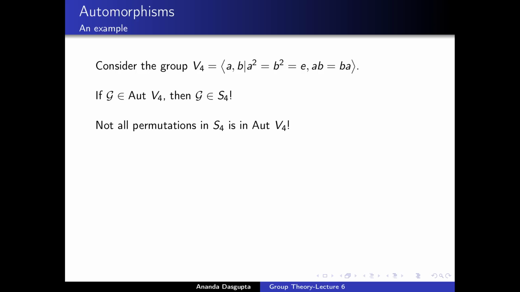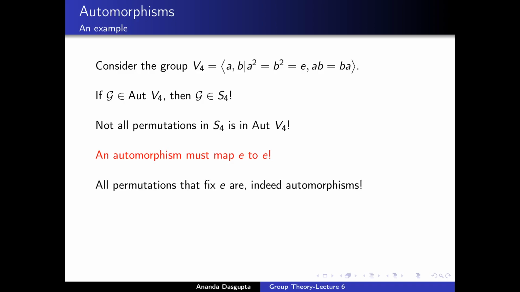Why not? Well, it's very easy to see that an automorphism must map the identity to the identity. All permutations, of course, don't do that. So all permutations of 4 objects obviously are not automorphisms. Given the fact that we have to keep E fixed, we have still 3 more elements A, B and C to play with. And it turns out that all permutations that fix E are indeed automorphisms of the group V4. Now that's really not a trivial thing to say, so let us take some time to think about why it should be the case.